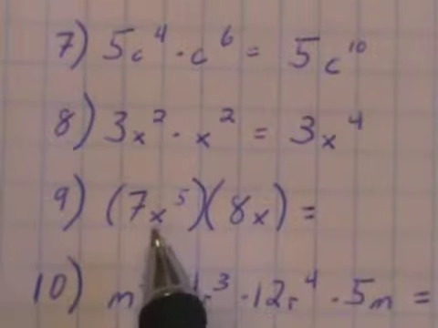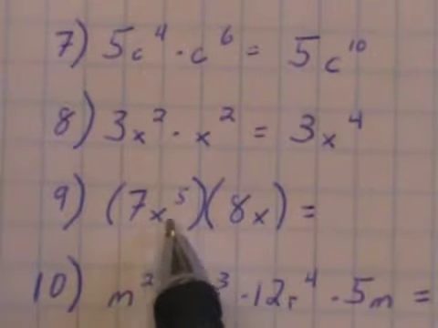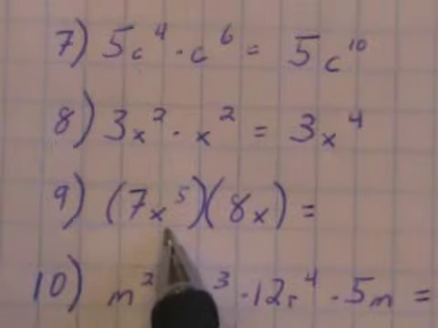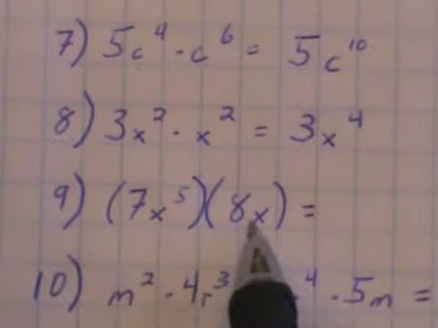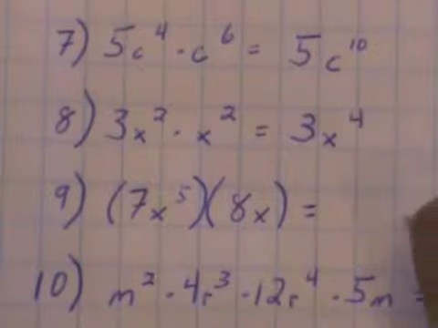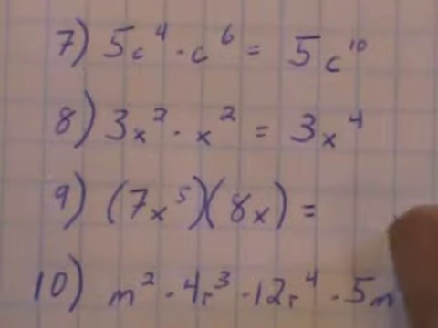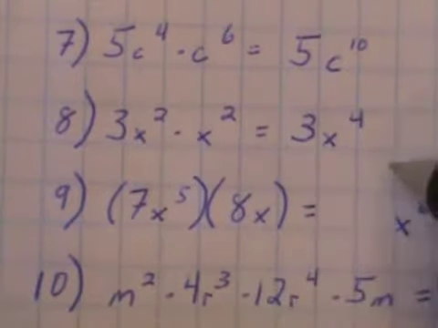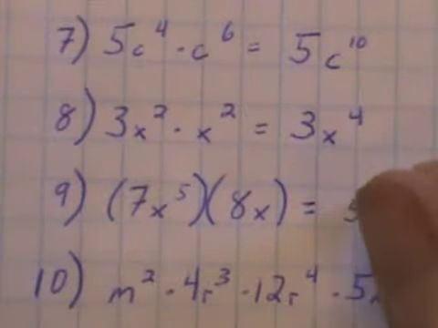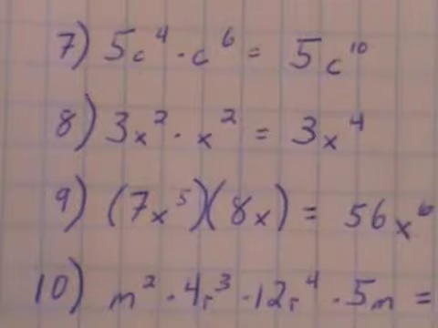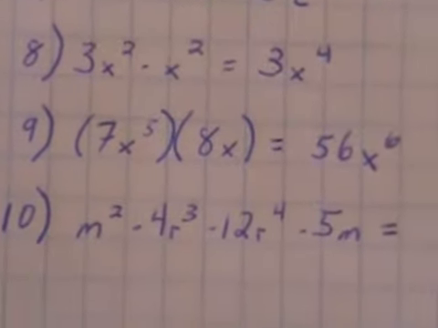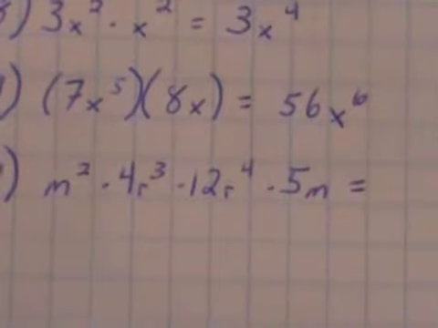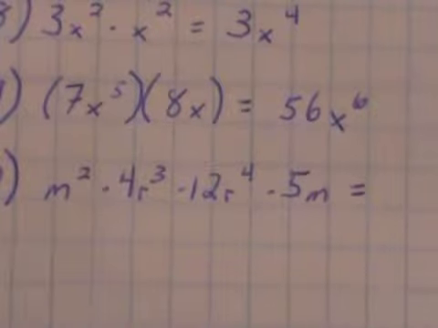Ooh, here's a fun one. Being multiplied, we've got the same base here. What can we combine? X to the 5th and x will become x to the 6th. But don't forget 7 times 8. 56x to the 6th.